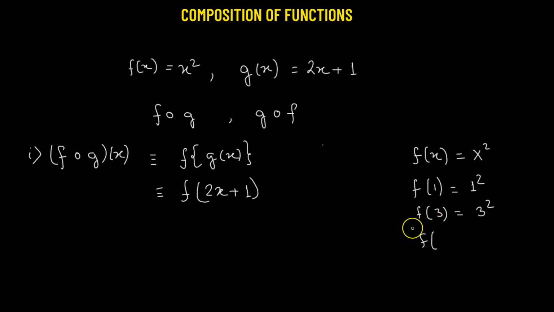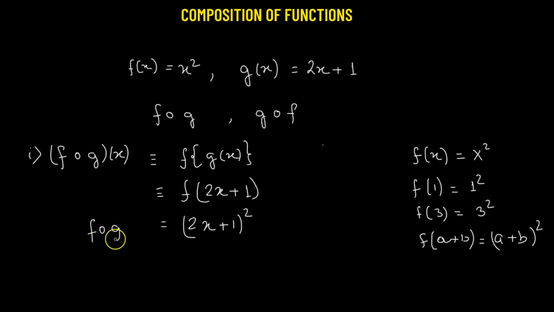So now instead of numbers, if we simply replace with some variables, or let's say a constant a plus b, then all we have to do is in place of x replace it with a plus b. So this will become a plus b squared. So in our case, we have f of 2x plus 1, so this will become 2x plus 1 squared. We know that f of x is x squared, so what we have done is, in order to find out f of 2x plus 1, we have replaced x with 2x plus 1 squared. So this is the value of f of g of x.